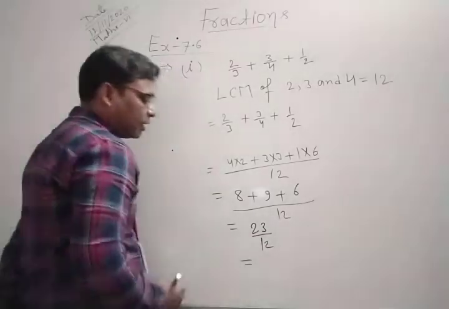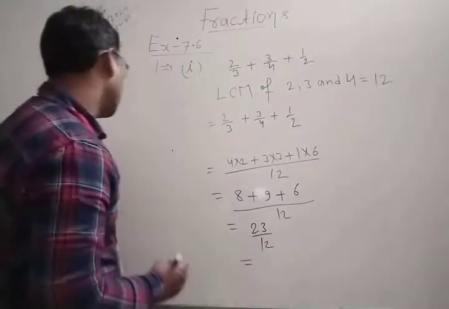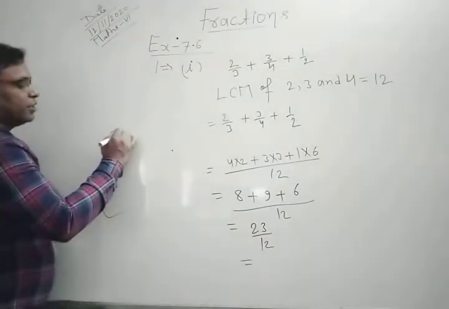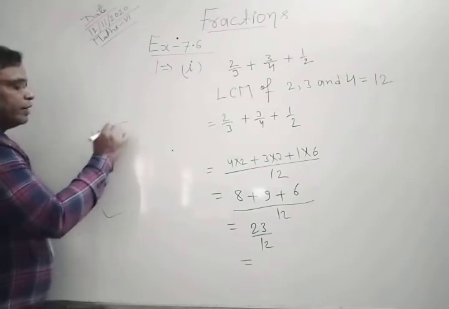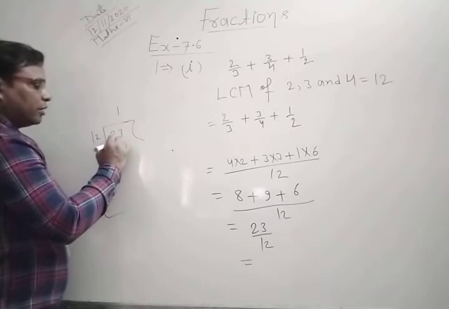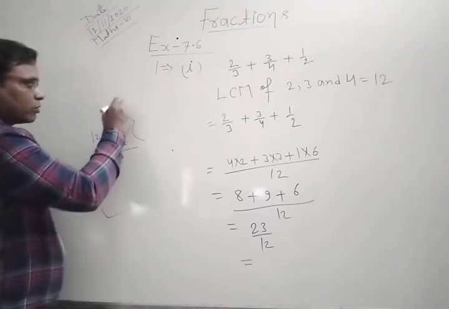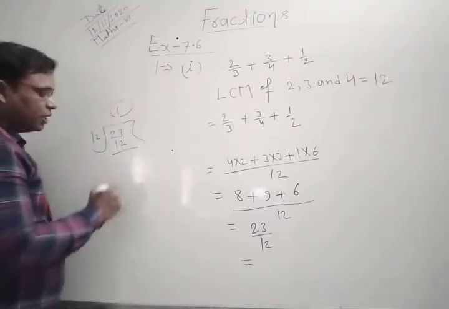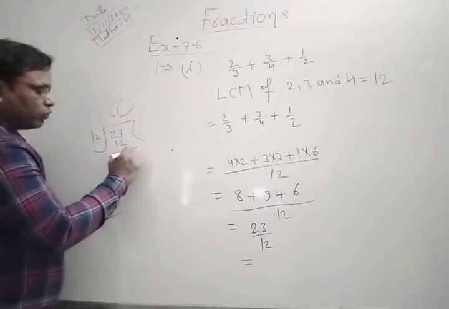Or you can write it in mixed fraction, then you divide 23 by 12. If you divide 23 by 12, then 12 1s are 12. This is the quotient. 1 is the quotient, and you subtract them.